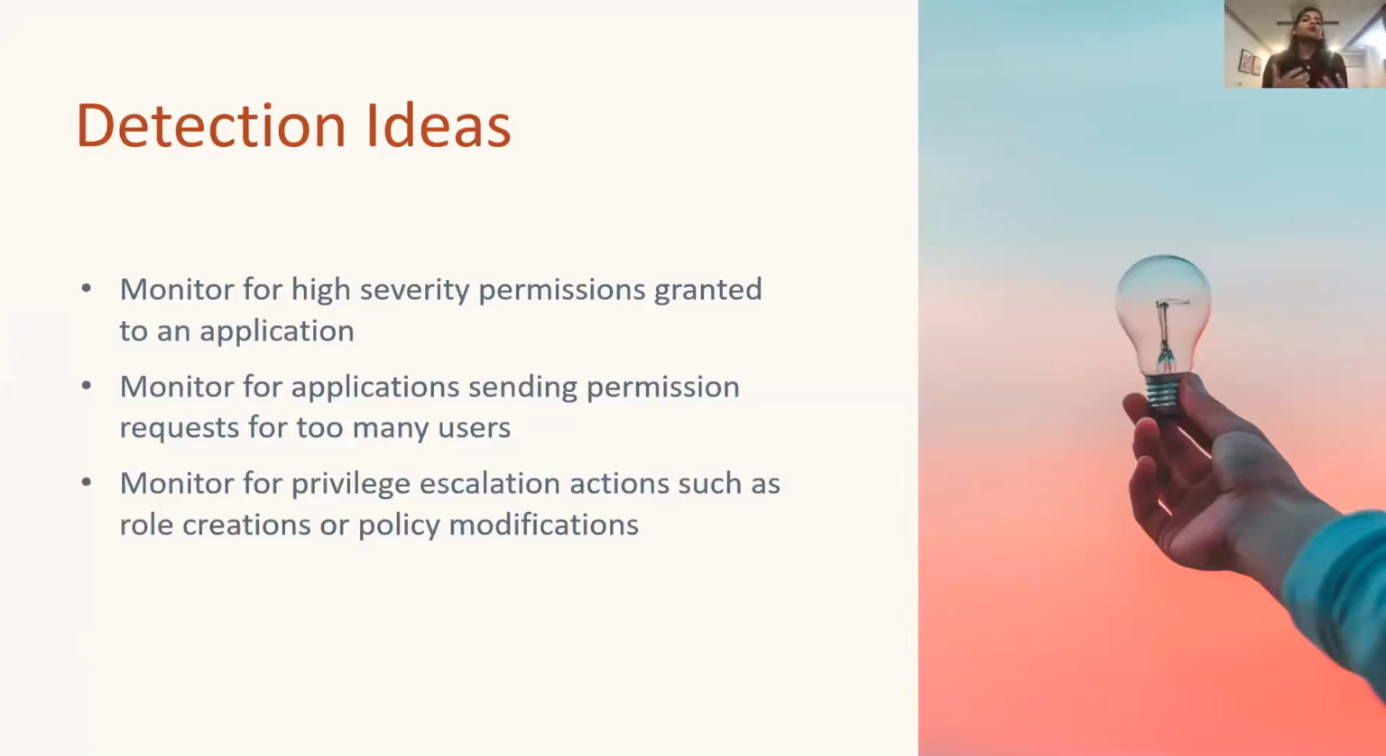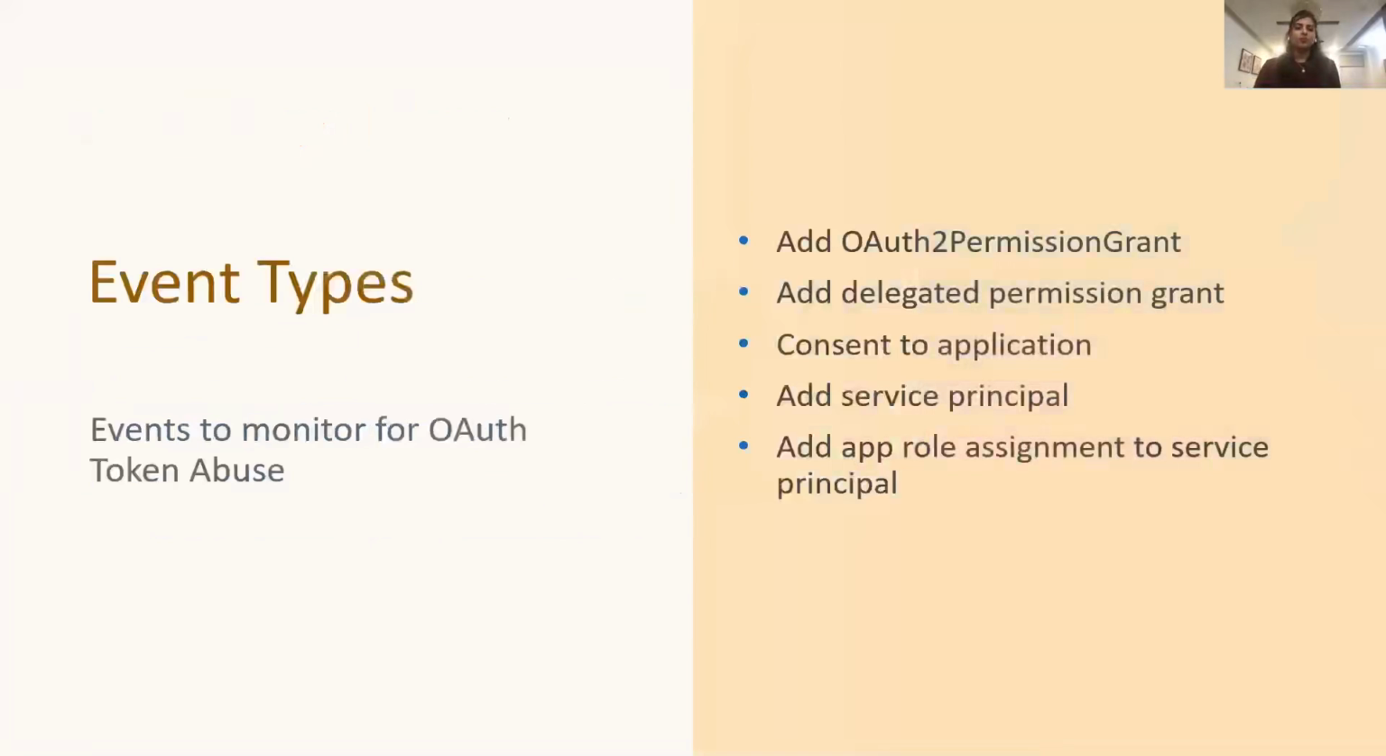Third, monitor for privilege escalation actions such as role creations or policy modifications. After the initial compromise, attackers usually try to escalate privilege in order to search for more sensitive and valuable data. So monitoring for such actions can be an additional detection. Now we have some detection ideas on how to build the detection for potential OAuth access token abuse. The next step is to monitor the logs for those event types.